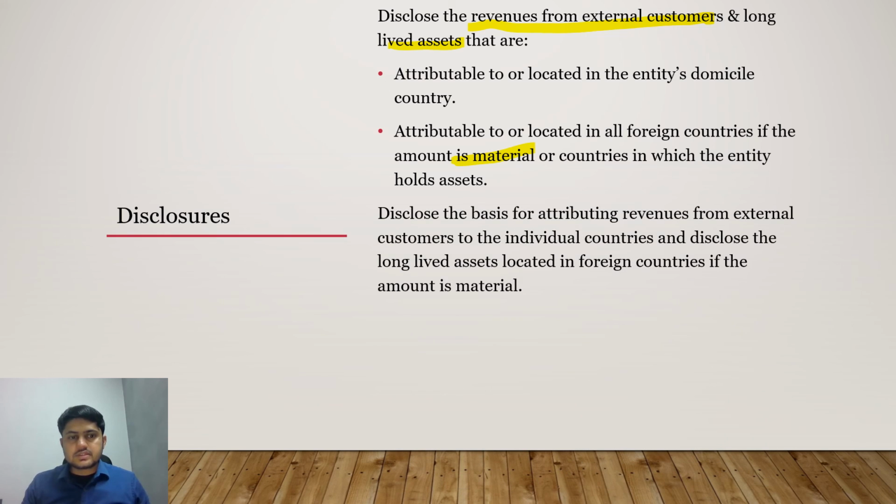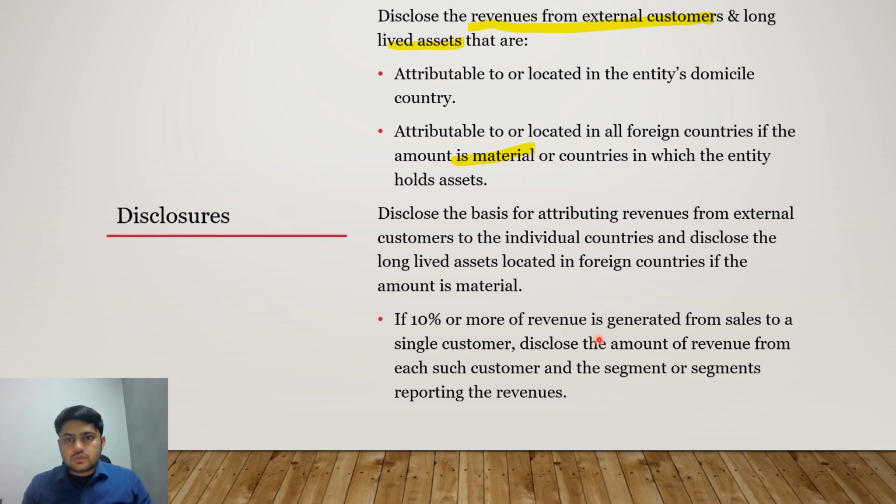Then next is disclose the basis of attributing revenue from external customers to the individual countries and disclose the long-lived assets located in foreign countries if the amount is material.